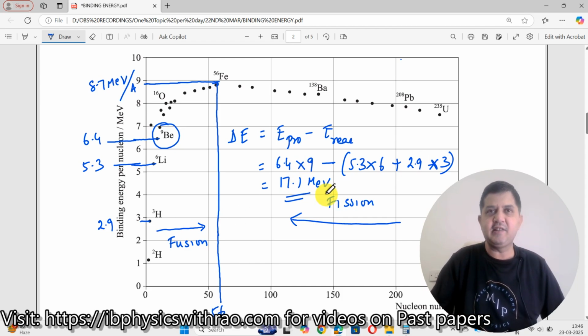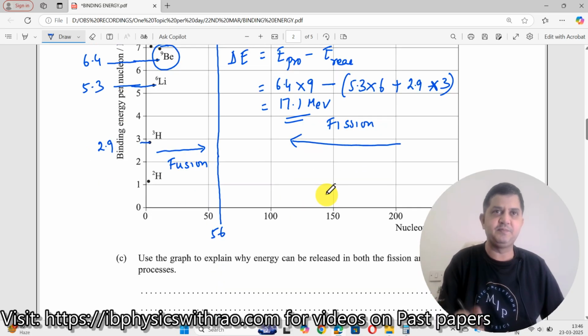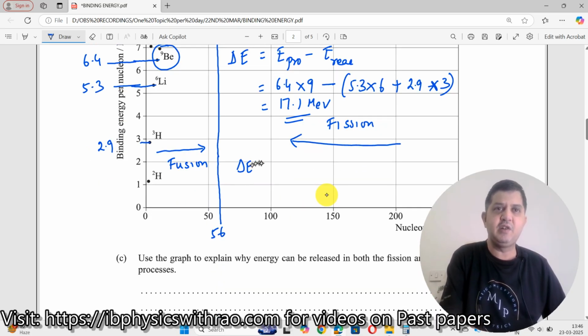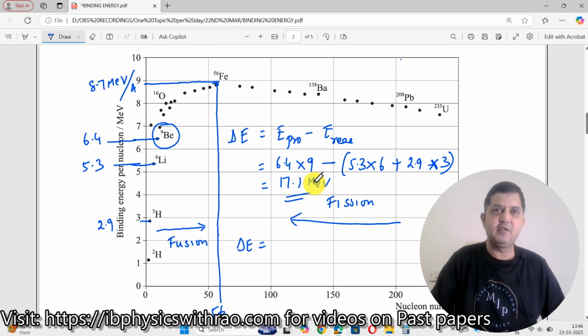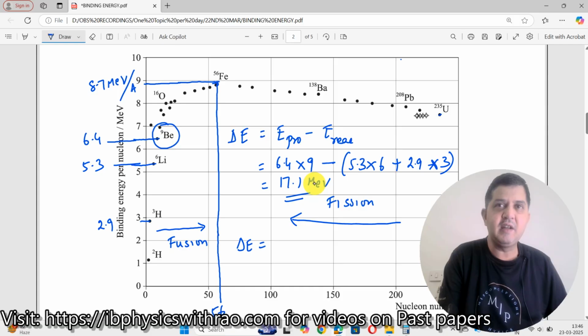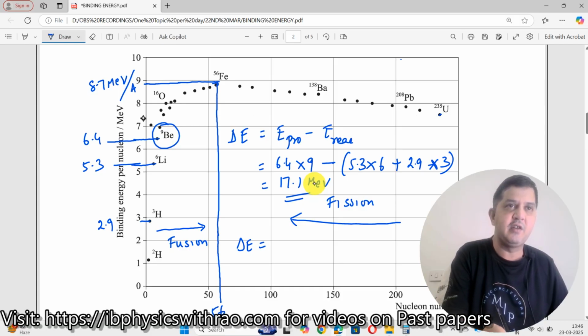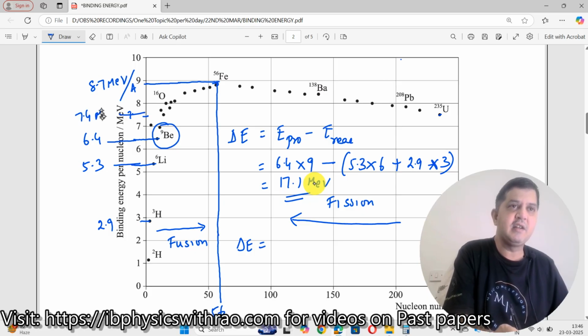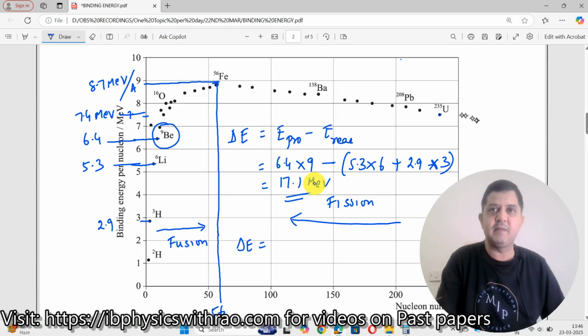Okay. Now let us redo the same thing in the case of fission also. In fission, I am just showing you an example over here. So delta E, for example, if I take uranium-235. This is a bigger nucleus I have, right? This is around 7.4 MeV. For uranium, I'll write down here 7.4 MeV.